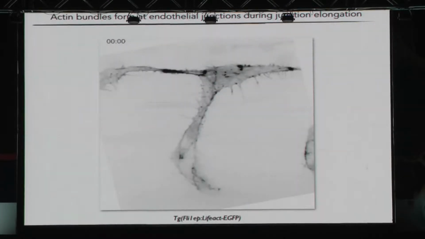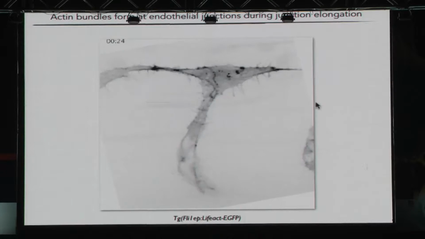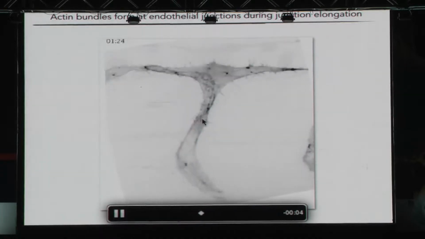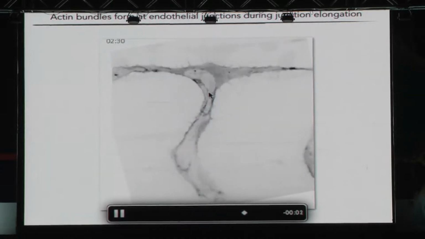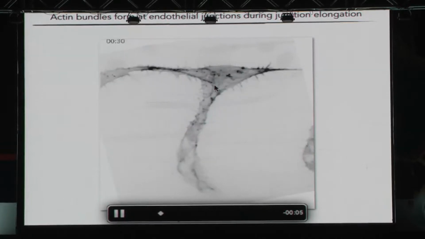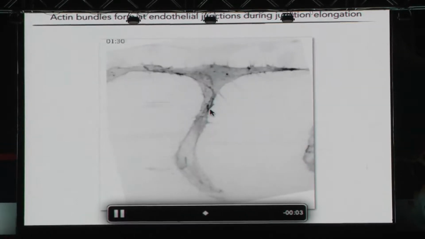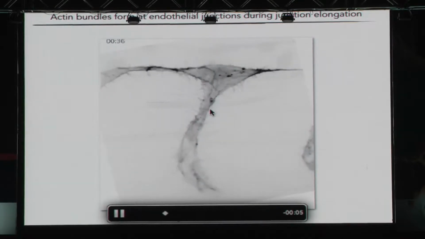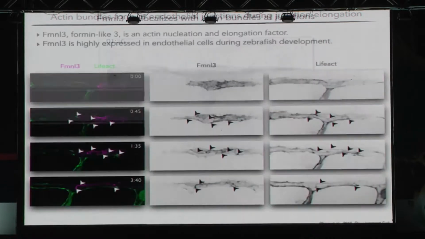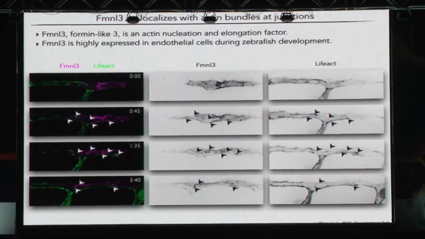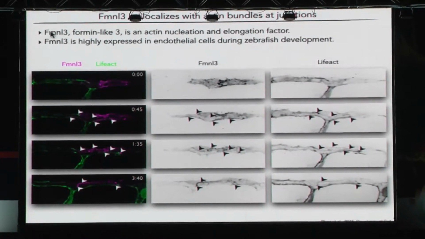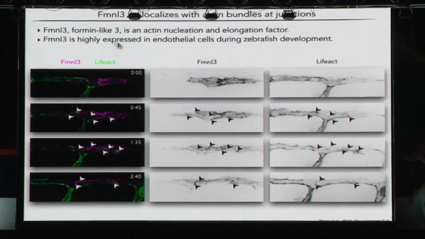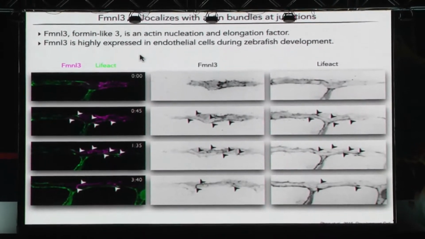So during this process of junction elongation and rearrangement, we see an increase in actin cable assembly at the cell-cell junctions. We then asked how actin polymerization at the junctions is regulated. We found that the actin nucleation and elongation factor, FMNL3 or formin-like 3, has a role in this process.